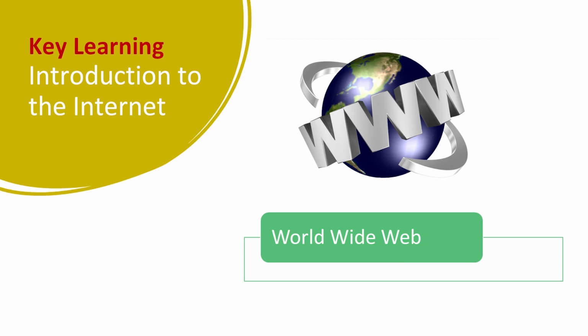And the internet originated way back in the 1960s, whereas the web was invented, as I mentioned, by Tim Berners-Lee in 1989. So basically, the internet is the superset of the World Wide Web, and the World Wide Web is a subset of the internet.